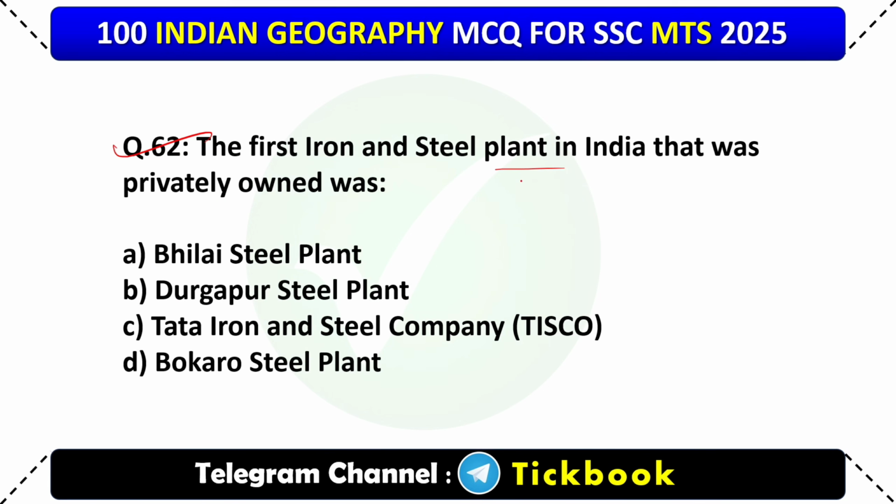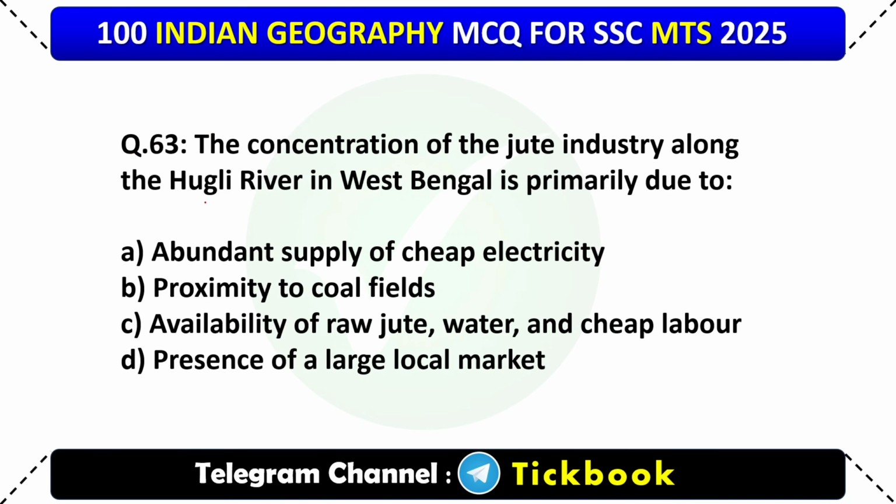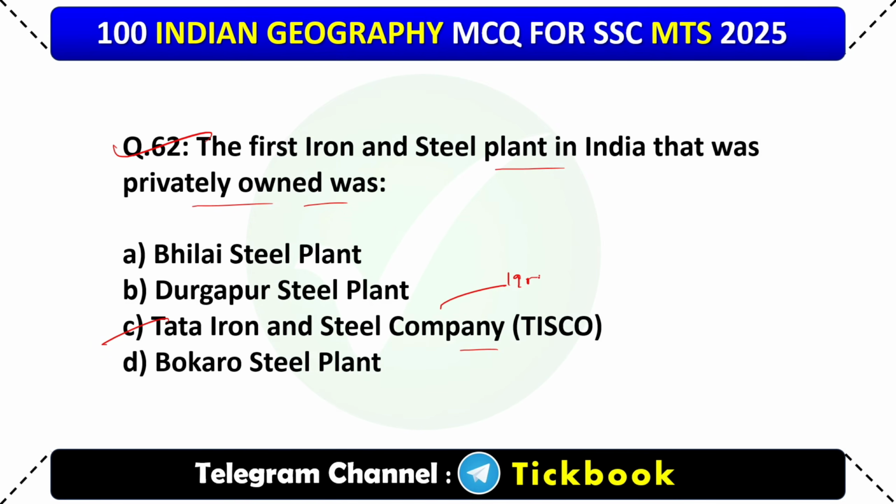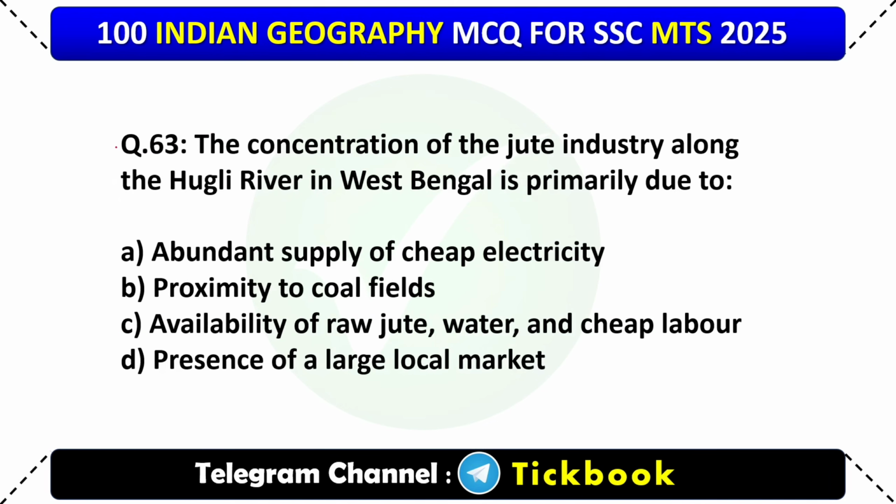The first iron and steel plant in India that was privately owned was. Option number C, Tata Iron and Steel Company. And it was established in 1907. 63. The concentration of the jute industry along the Hooghly River in West Bengal is primarily due to. Option number C, availability of raw jute, water, and cheap labor.